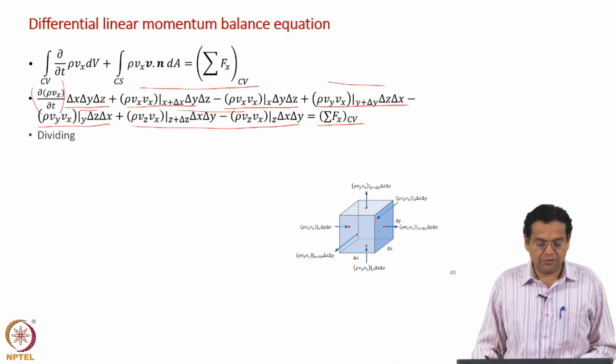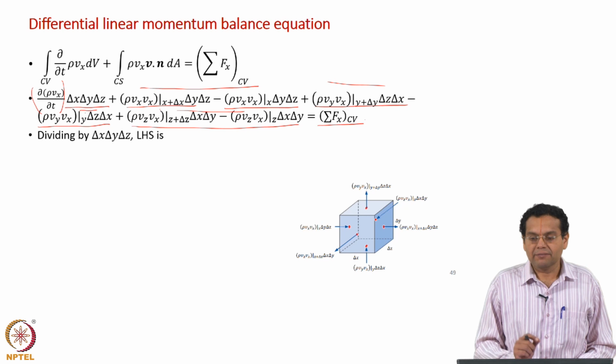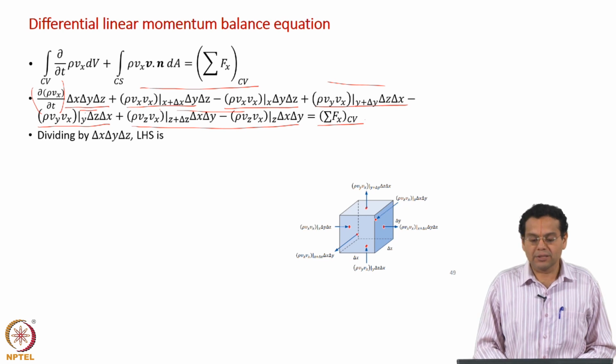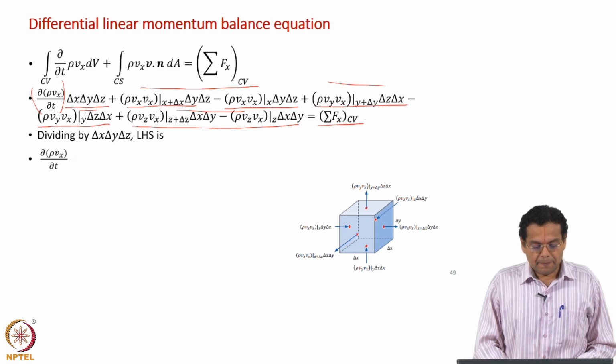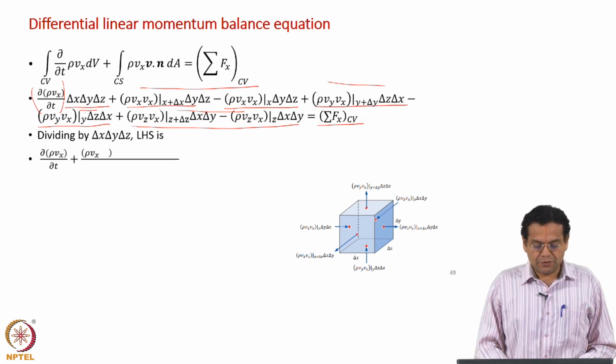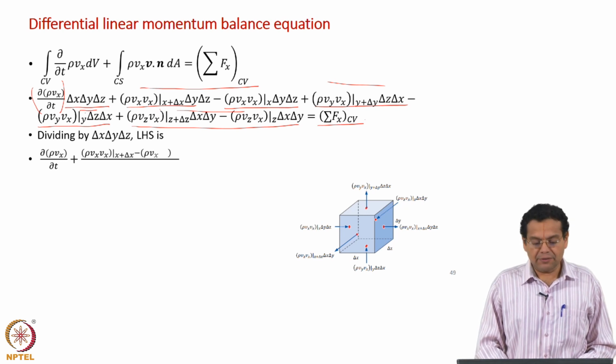Now as we have done for the differential mass balance, we will divide by delta x, delta y, delta z. We said in the outline that we are going to derive the left hand side alone. So we will divide it by delta x, delta y, delta z.